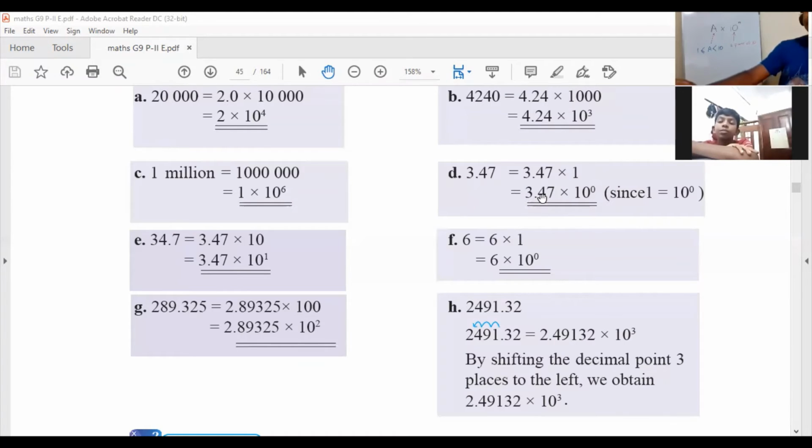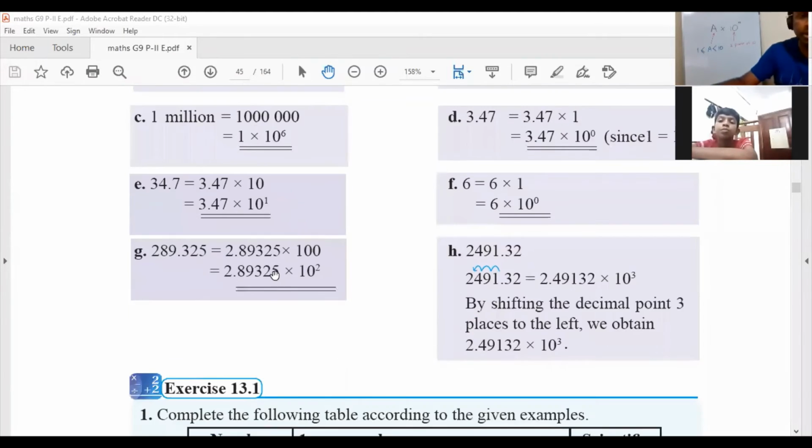Then, I think that there are only two conditions. When you are writing a given number in scientific notation, you have to be concerned about only two conditions. What are the two conditions in this scientific notation? This is the first condition: this number should be greater than or equal to 1 and less than 10. And this should be a power of 10. That's all. Only two conditions.